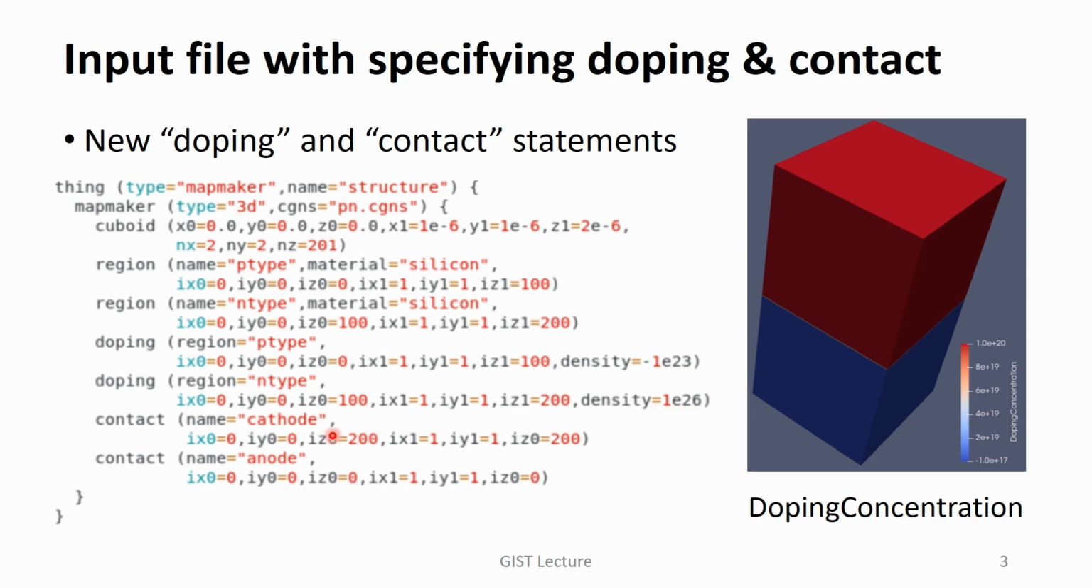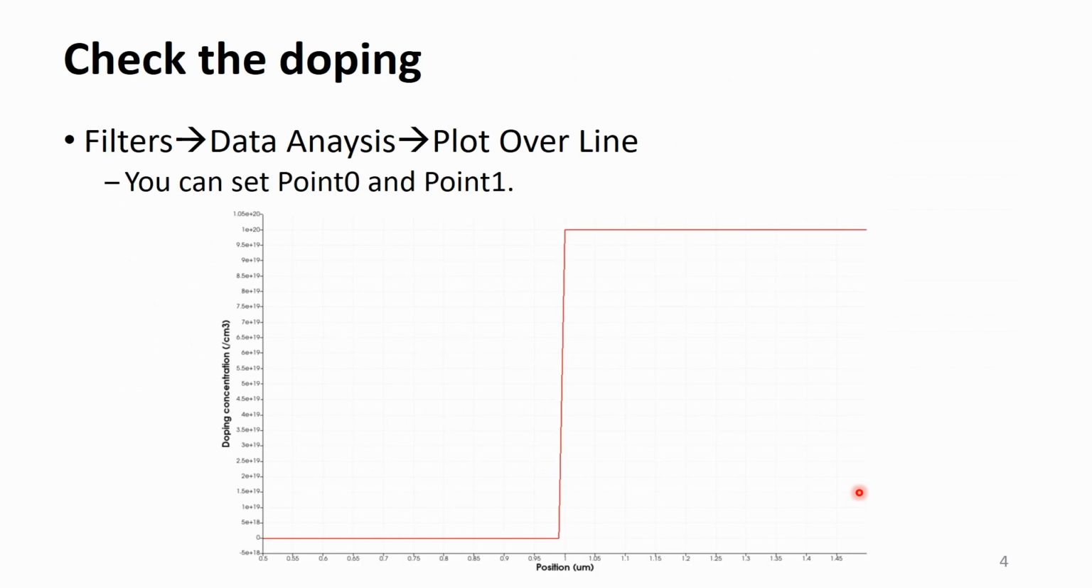Now, contacts. We just defined two planes. They are named as cathode and anode. The resultant doping concentration is shown in the right figure. It is a beautiful 3D surface, however, not very informative. So we have to make a cut line.